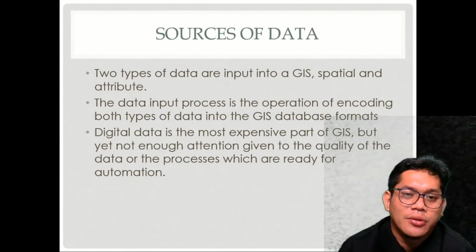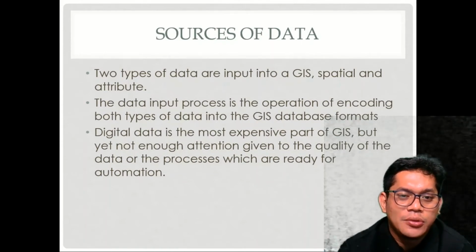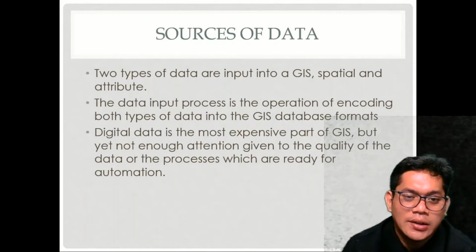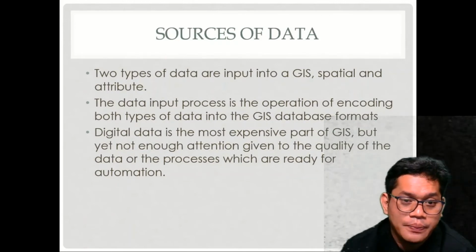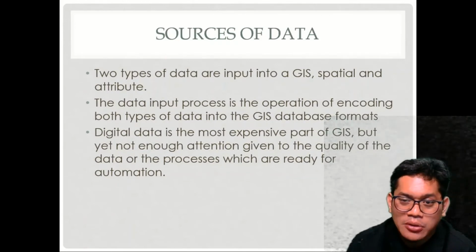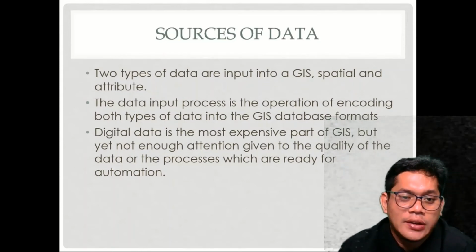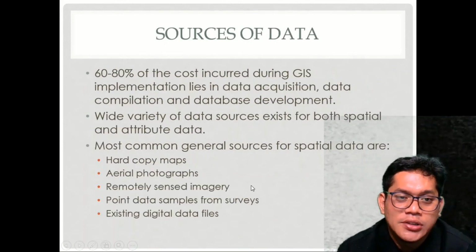So there are two types of data, as we know, and the data input process is the operation of encoding both types of data into the GIS database format, which is the main source of data. Okay, it is an expensive part of the GIS, but not enough attention is given to the quality of data or the processes which are ready for automation, where 60% to 80% of the cost incurred during GIS implementation lies in data acquisition, compilation, and database development.